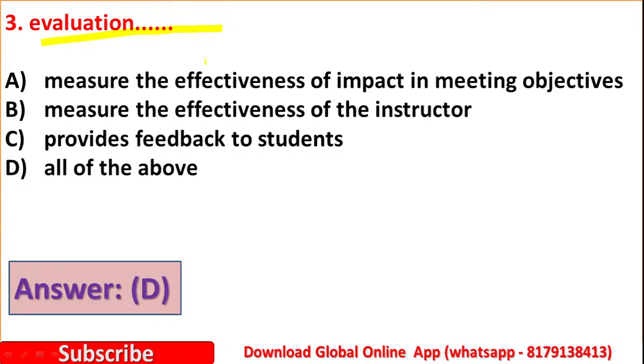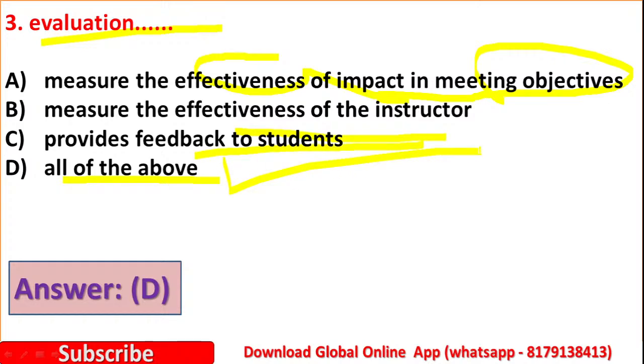Here, very easy. Option D, all of the above, is the right answer because evaluation is going to measure the effectiveness of impact of meeting objectives. Whether all the children are meeting the educational objectives or not, you are going to understand by evaluation. It also measures the effectiveness of the instructor, the teaching effectiveness. It will also be understood by the evaluation process. And also through evaluation we are providing feedback to the students. So option D is the right answer.